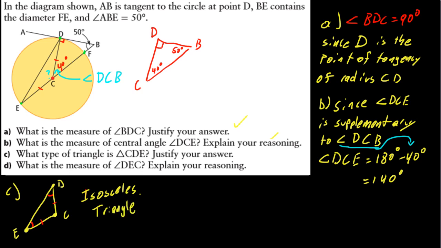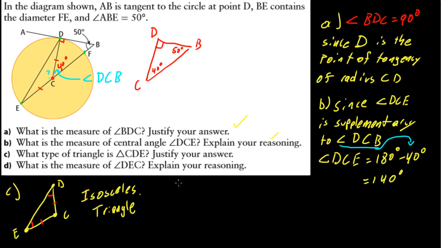Two equal sides because they're both radiuses and therefore two equal angles. So this is an isosceles type of triangle. Why do we know that? Well, we just explained our reasoning. EC is a radius and CD is a radius, and therefore that's going to mean that they have equal sides, and therefore that's going to mean that those angles are going to be the same as well.